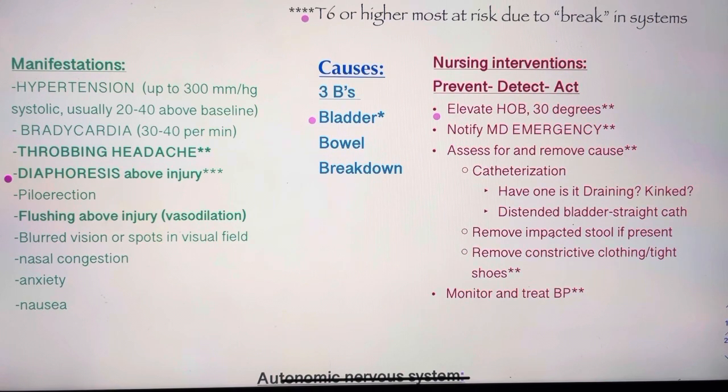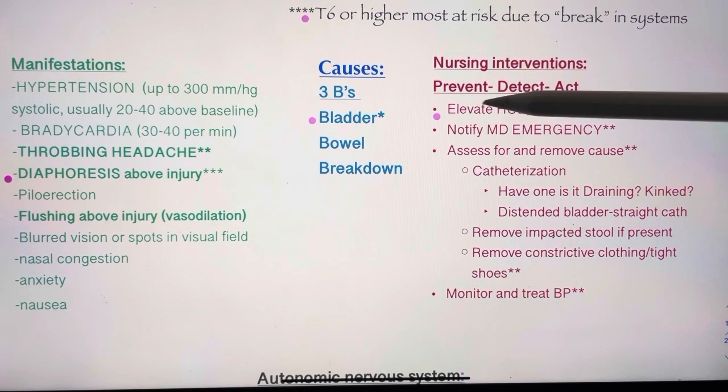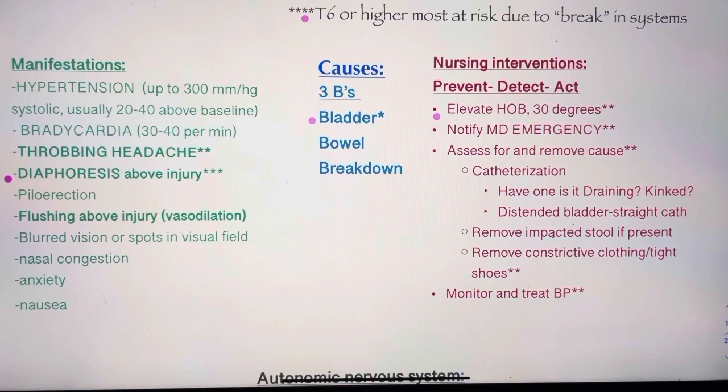The nursing interventions are going to be prevent, detect, act. So it's most important to recognize this very quickly due to the fact that it is a medical emergency. If you miss the early signs of this, it could be too late. So the first thing we want to do is elevate the head of the bed 30 degrees. That's the quickest intervention we can do, and notify the MD immediately. It is an emergency. Then we will assess and remove the cause.